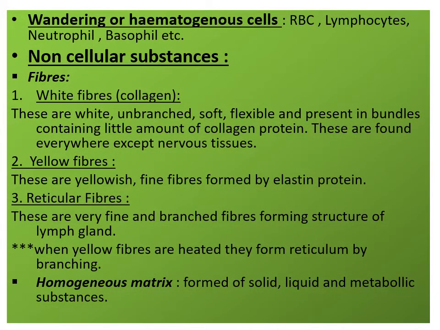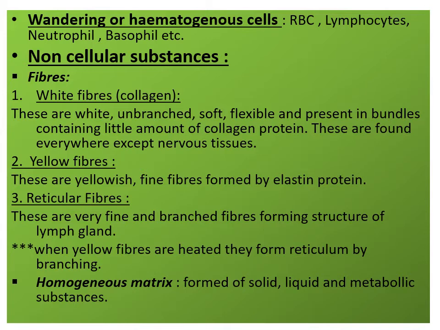Now, the next category on the basis of the structure of connective tissue is wandering or hematogenous cells. These have several types such as RBC, lymphocytes, neutrophil, basophil, etc., which we will discuss in a later part. Talking about the non-cellular substances, they are of two types, fibers and homogeneous matrix. We have already discussed that homogeneous matrix is formed of solid, liquid or metabolic substances.